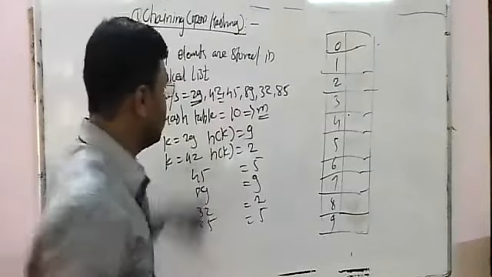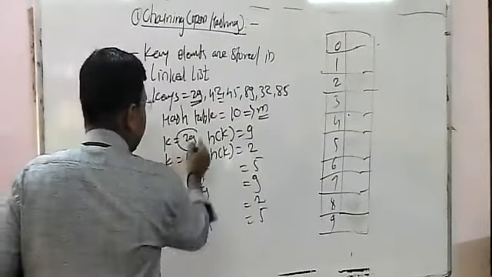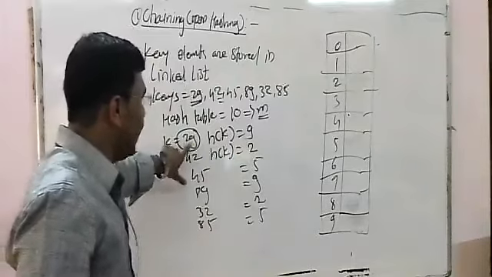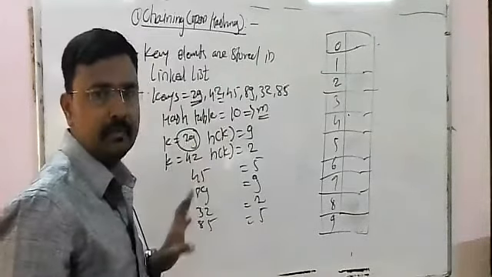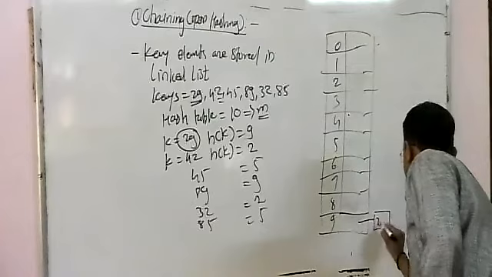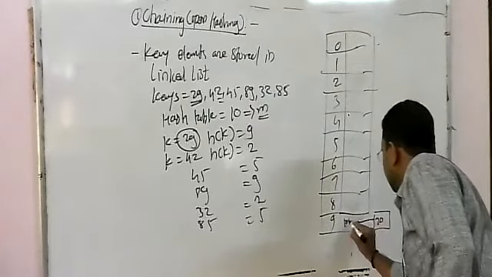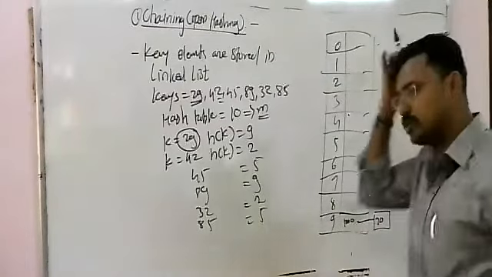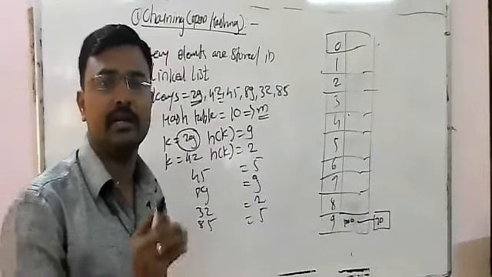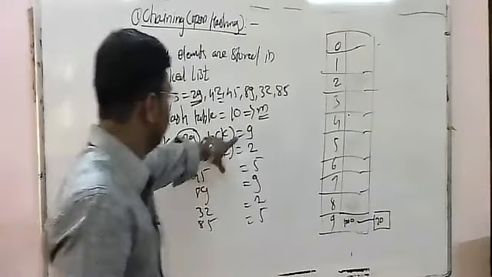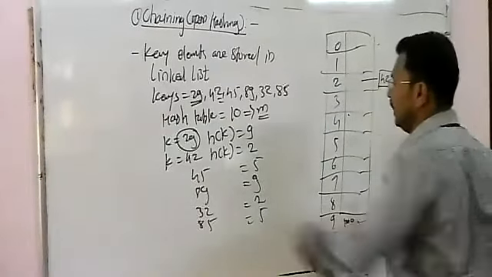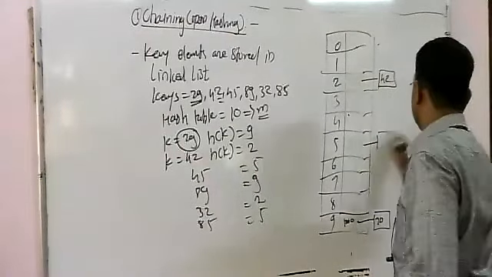Okay. So first value, what we are going to store? The 29. And where we are going to store it? At 9. Means, suppose address of this 29 is 1000. This 29 element is having an address of 1000. So address is stored at that particular index. Okay, now next 42. Where you have to store it? 2. Here 42. Then 45 is stored at 5.